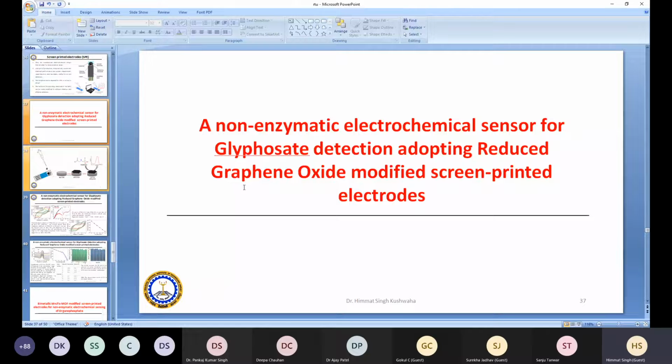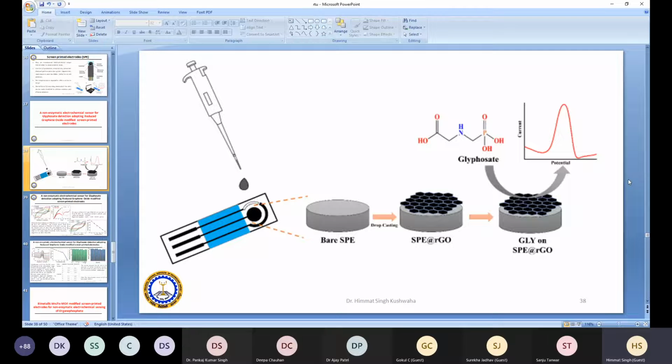This work is under one of the projects sponsored by the GST, the development of electrochemical sensors for pesticide detection. In the process, the surface of the SPE working electrode is functionalized using reduced graphene oxide, and the moieties over the reduced graphene oxide and the moieties present within glyphosate bind with each other and generate a current signal at a particular potential.